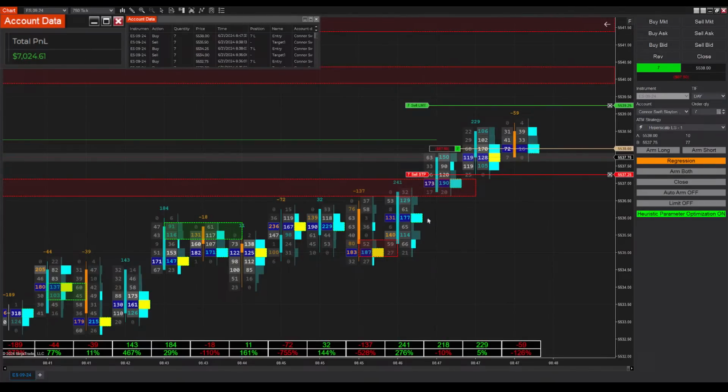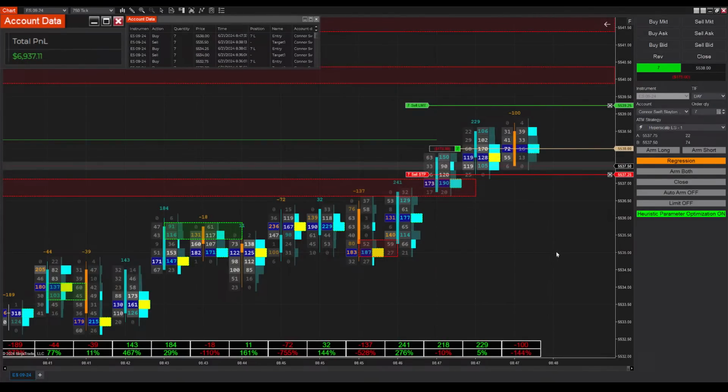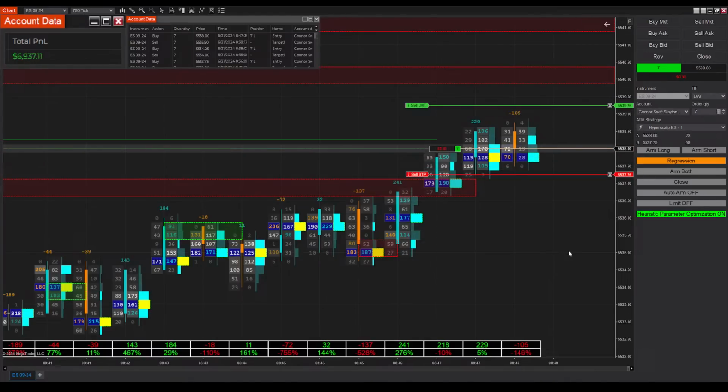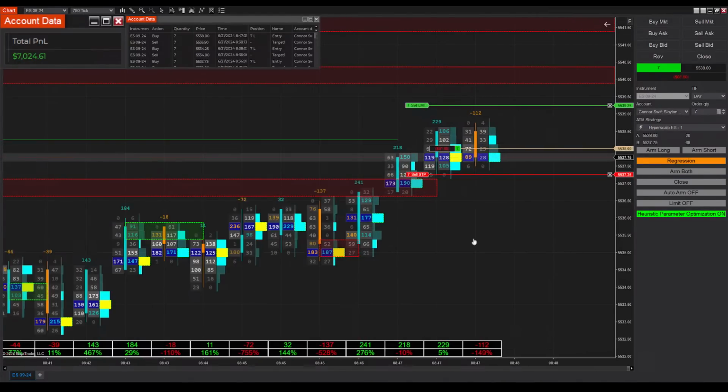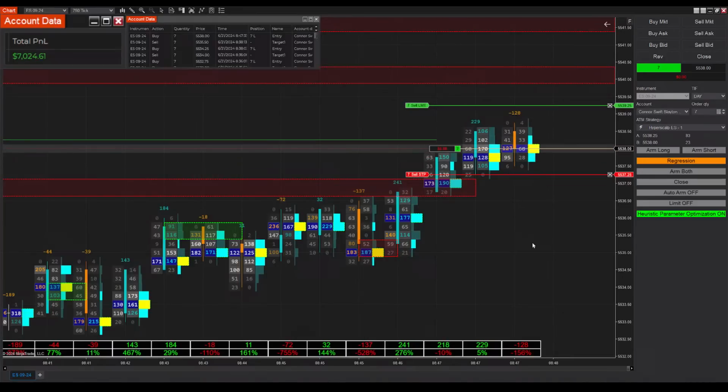Man, it would be really awkward if this trade ended up being a loss. You can see we do not have the strategy armed at this point because if we win this trade, it's going to be our final trade of the day.